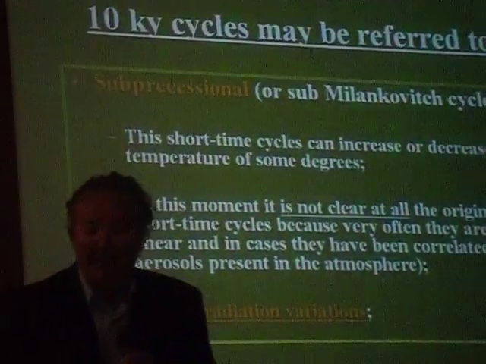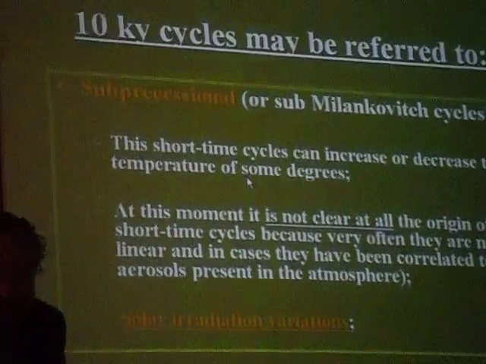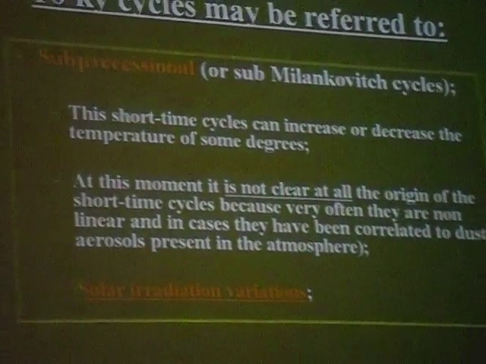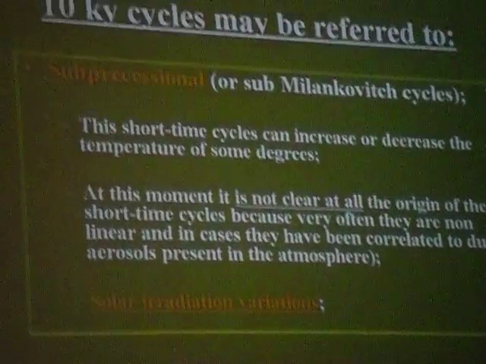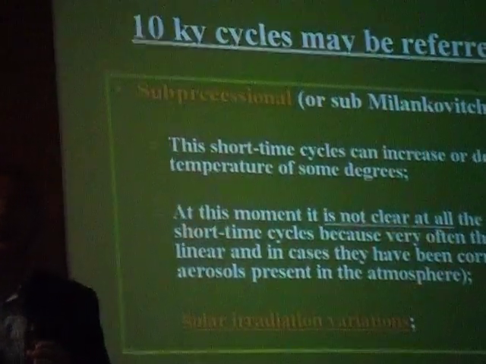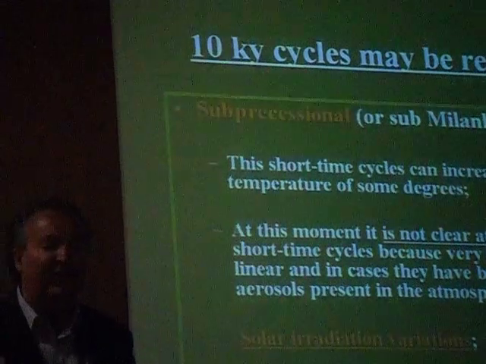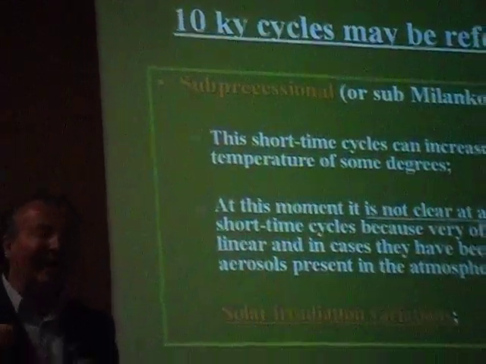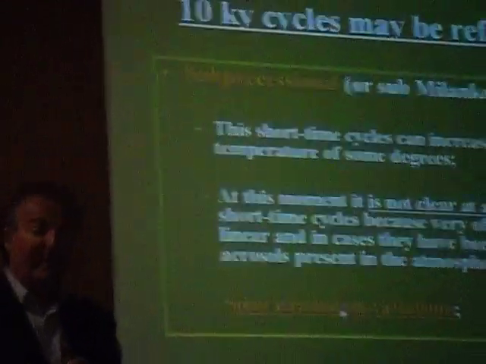Now, what we have seen important is that these cycles are 10,000 years long. So they do not fit with any of the Milankovitch cycles that are 100,000, 40,000 or 25,000. So we started to think about sub-precessional cycles, and we are trying to arrive at solar irradiation variations. That will be in our next part, I hope.